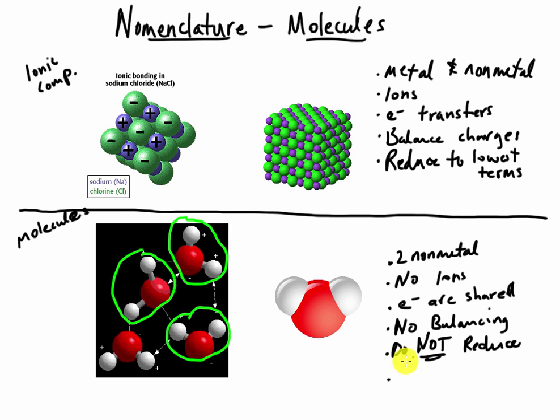And the last thing is, because we don't reduce here, we use prefixes. We use prefixes to name molecules. And here we use no prefixes, unless it's inside the name of the polyatomic ion. So that's your difference between ionic and molecular species, once again, just to make sure you're aware. Ionic compounds conduct electric currents, these don't, and go back and review some of the other properties.